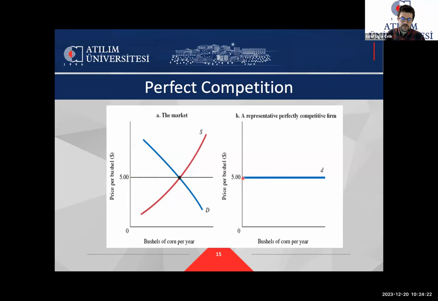The firms have to accept that price. So that price is the demand curve of the firm. So the demand curve is horizontal. That shape is called perfectly elastic. In perfectly elastic demand, the competition level is too high. If they change the price, the demand goes to zero. Okay.